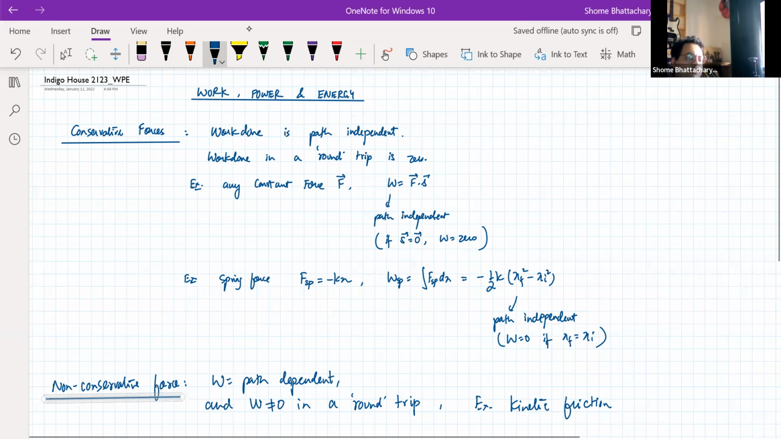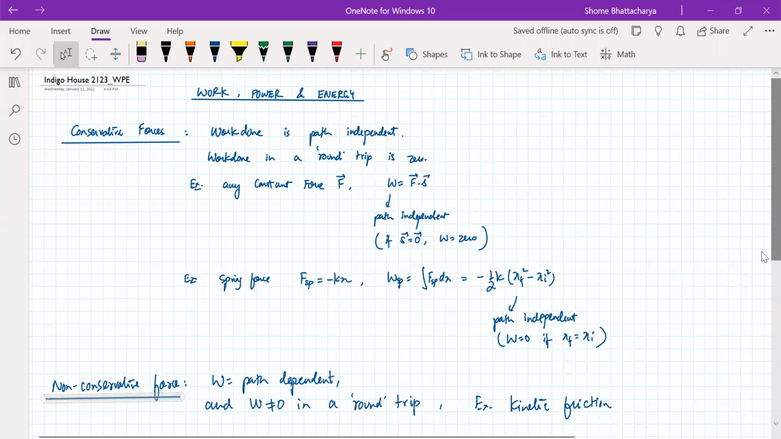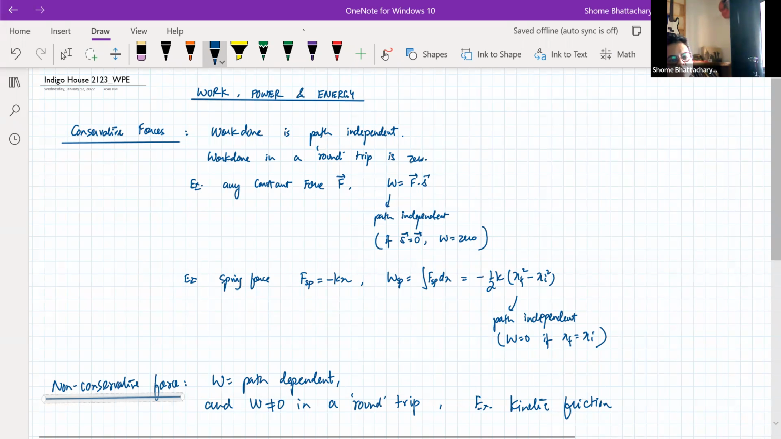Okay, let's move forward with another example. Sir, how do we know whether a given force is conservative or non-conservative? Yes, a very good question. Basically, we have to see whether the given force satisfies the condition of a conservative force. And what is the conservative force's condition? That the work done should be path independent, or more importantly, the work done in a round trip should be zero. So we should test whether the work done by the force in a round trip is zero or not. If it is zero, then it is conservative.